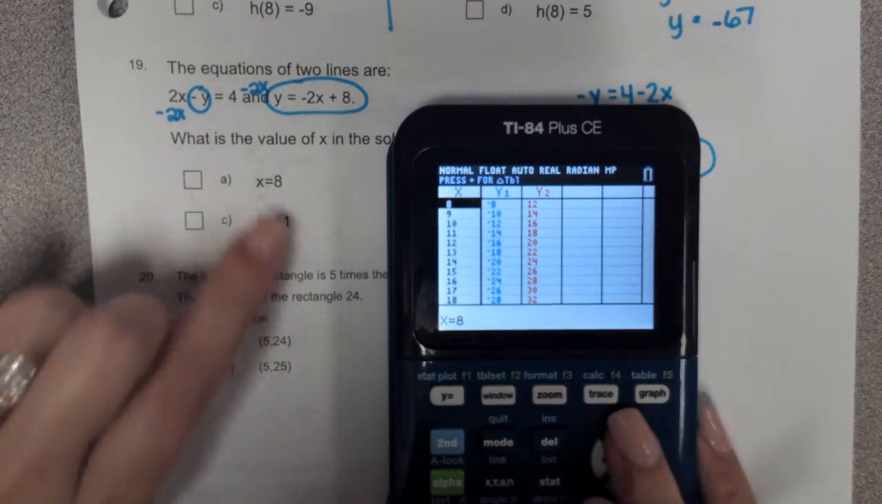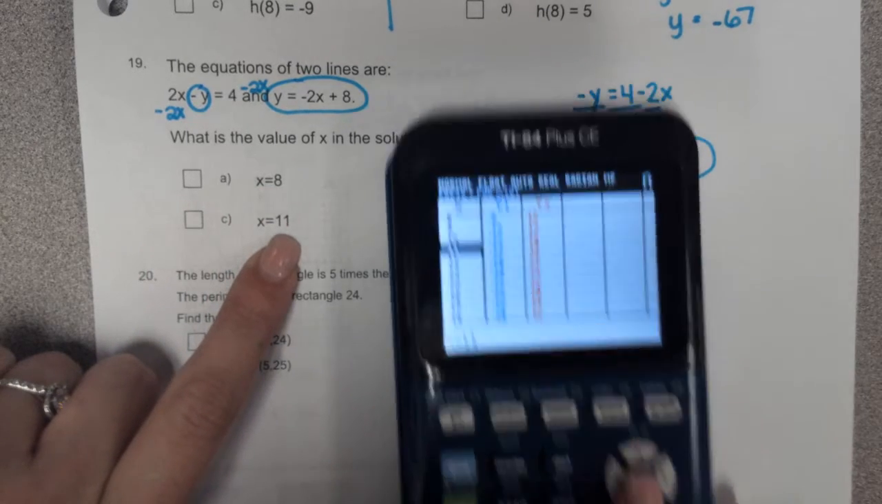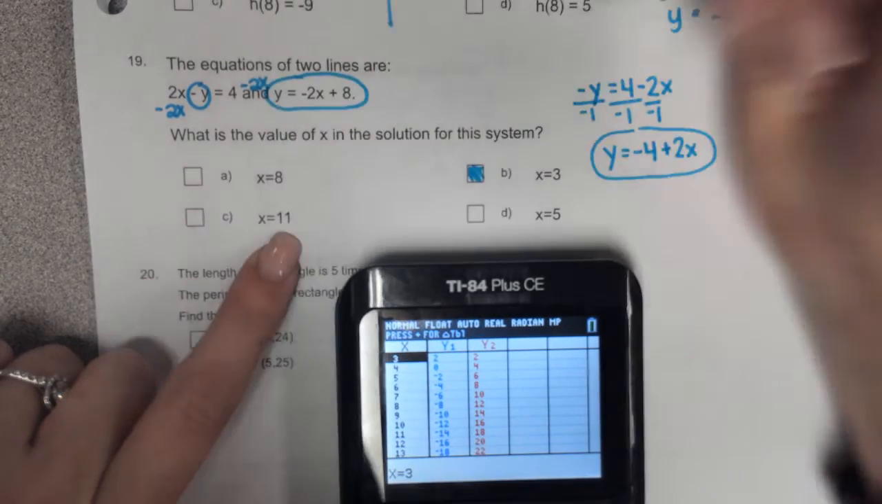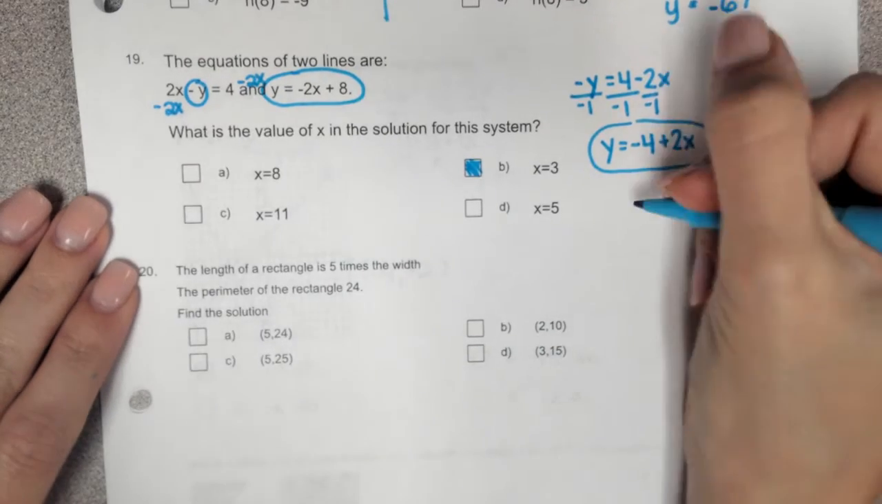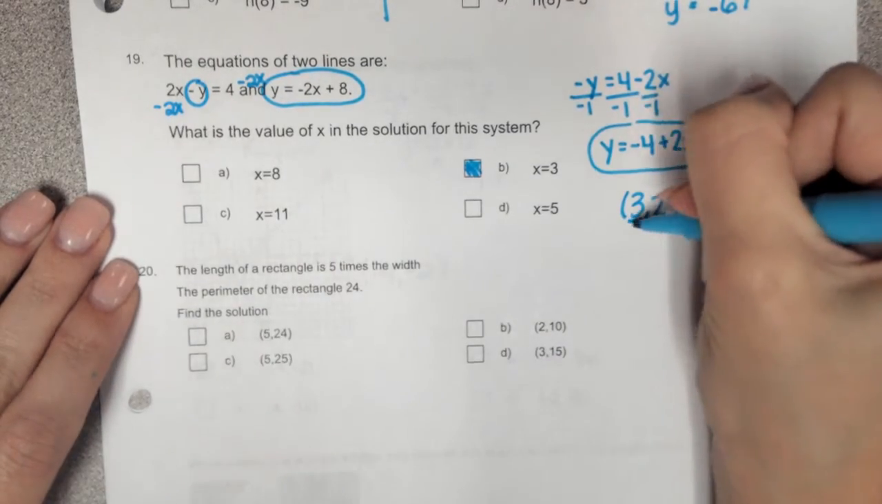And it's asking for the x value. So when x is 8, nope, they're not the same. When x is 11, nope, they're not the same. When x is 3, yes, they both equal 2. So the solution is actually 3, 2, and it's asking for the x value, so it's that 3.